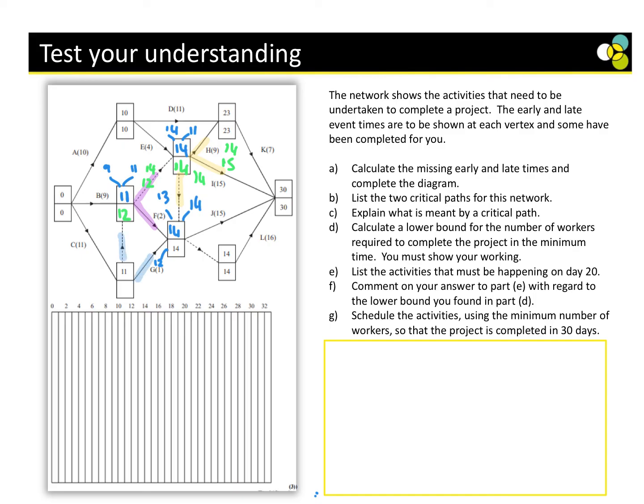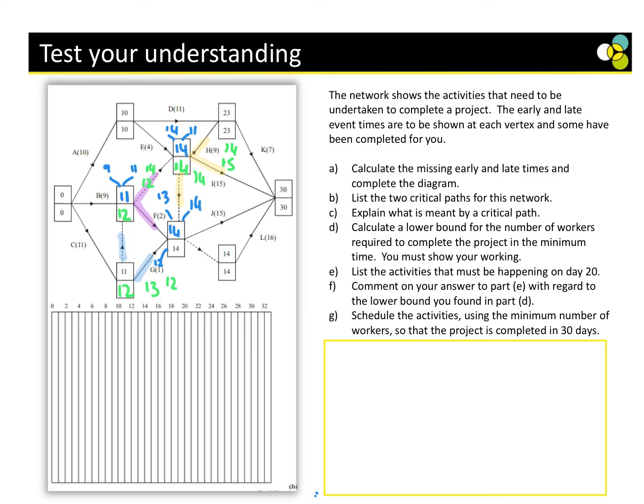This one or this one? So remember, going backward pass. 14 minus 1 is 13. 12 minus 0 is 12. So there we go. Filled it in. Okay, did everyone get the same answer as me? Yes. That's what I'm talking about. Brilliant. Next one.